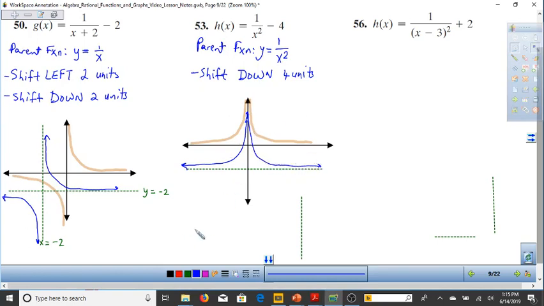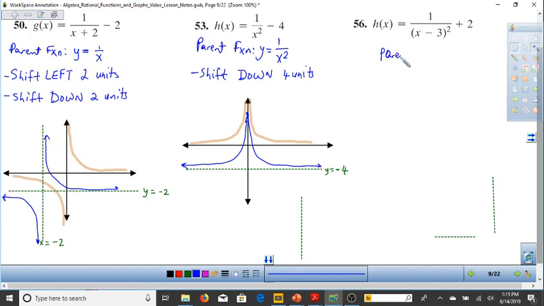Not exactly drawn to scale, but you get the idea. And the line y equals negative 4 is the horizontal asymptote, and the y-axis is still the vertical asymptote. That's that. Now let's take a quick look at number 56.